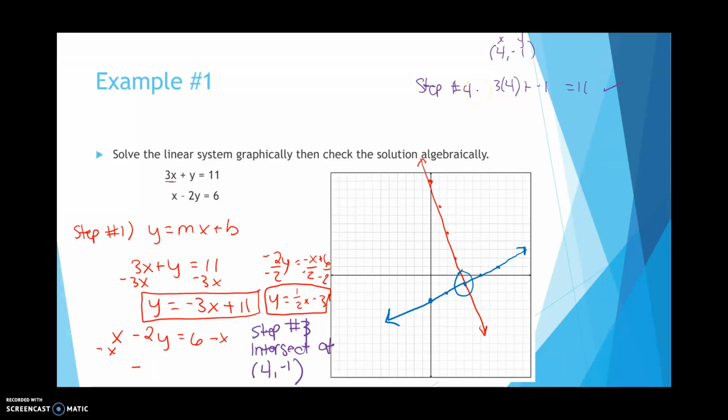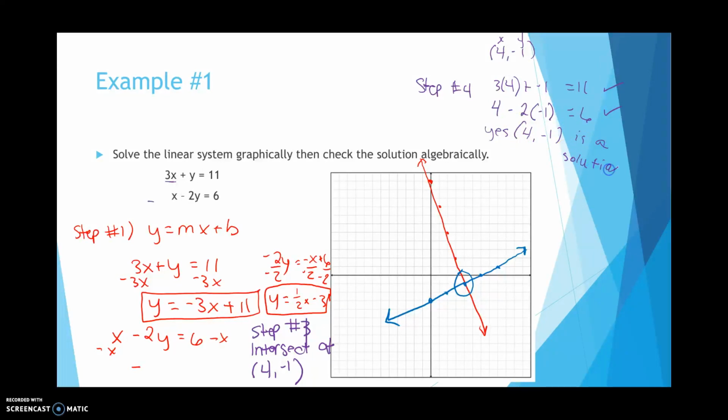Now I'll solve for the bottom equation here. We have x, that's going to be 4. So 4 minus 2 times my y, which is -1. Does that give me 6? So that's going to be 4 plus 2, because -2 times -1 is positive 2. 4 adding 2 is 6. That checks out. So we would say yes, (4, -1) is a solution.